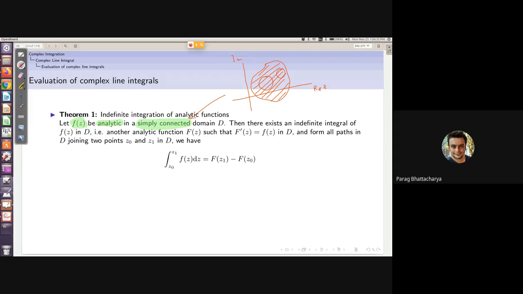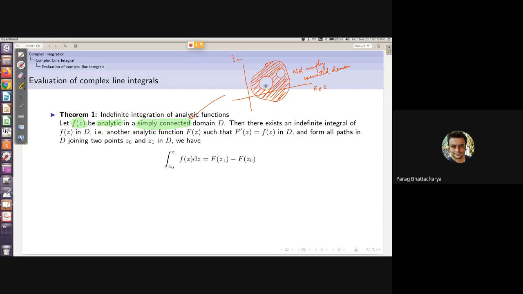If this domain has got holes like this, that is, gaps in between, the function is defined at all points in the shaded region, each and every point in the shaded region, but in these holes that I have drawn, the function is not defined. So such a domain is not a simply connected domain. It's a multiply connected domain.